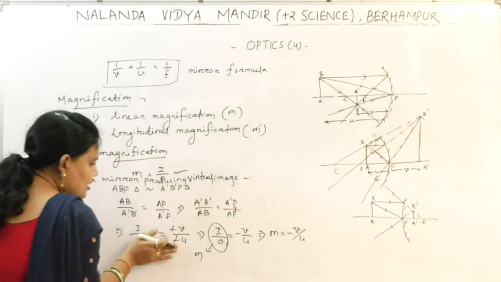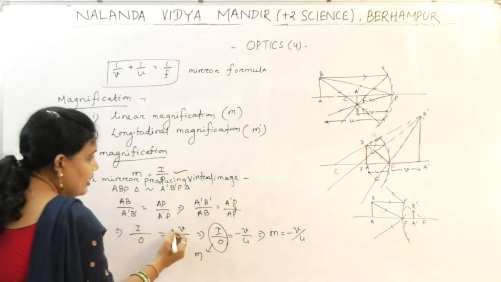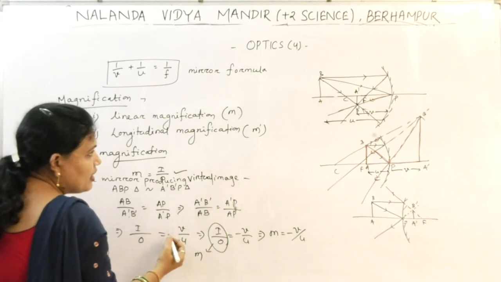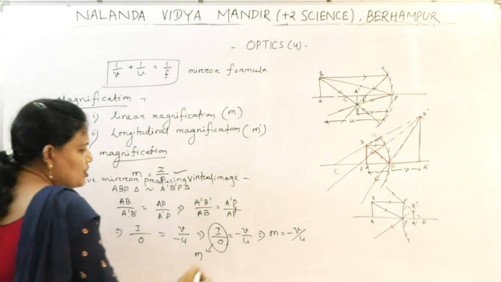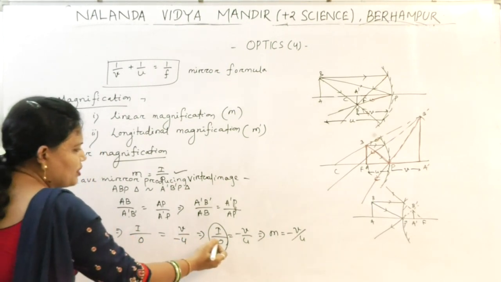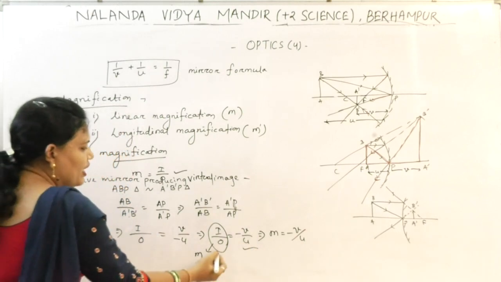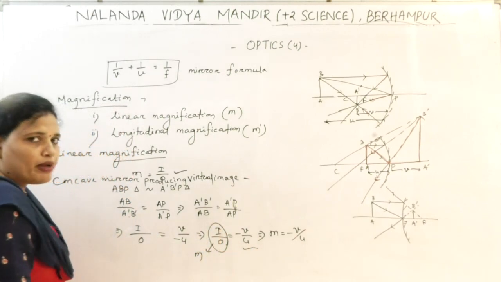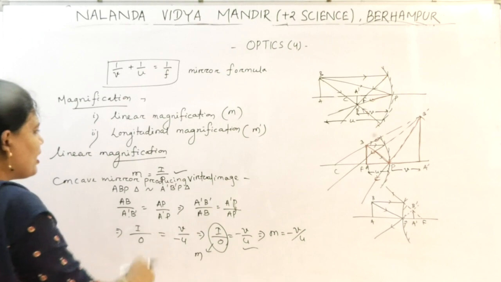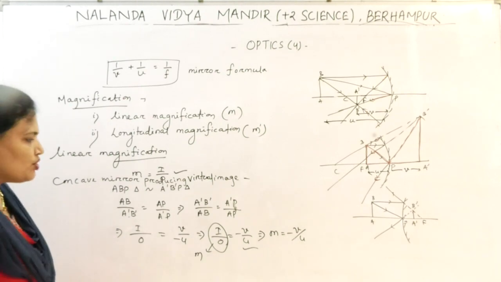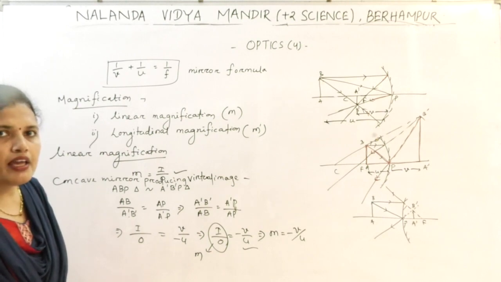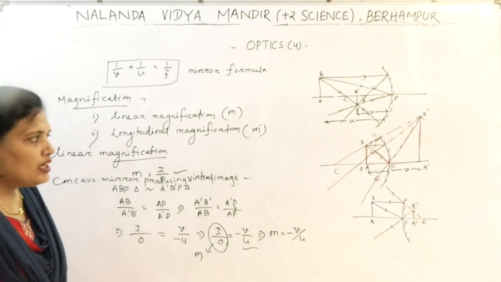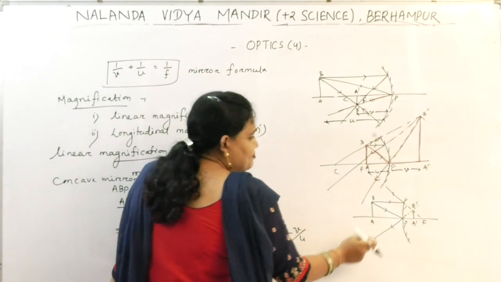So let us put it here. What we will get? A dash P is V, and AP is minus U. So what I got? I by O is minus V by U, and this I by O is nothing but the magnification. So for the concave mirror producing a virtual image also, we got the magnification equal to minus V by U. Okay? Let us come to the third diagram.